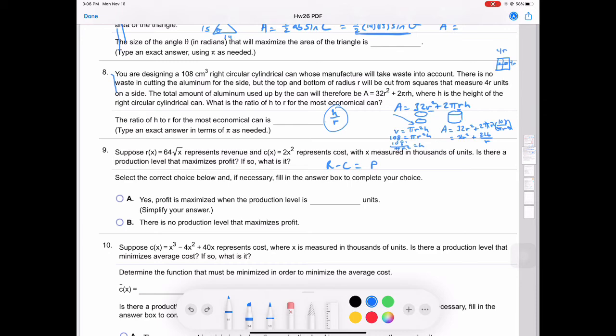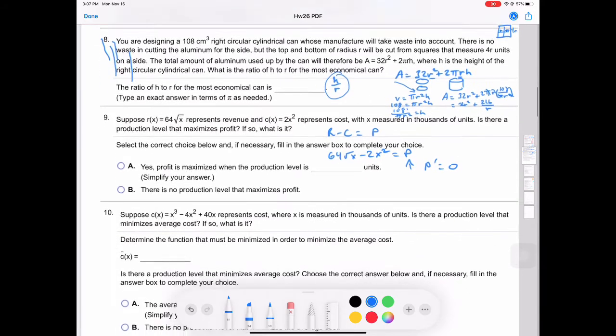So we just write 64 square root of x minus 2x squared, and then we set that equal to P, and to optimize we take the derivative of that and make it equal to 0. P prime equals 0. And then we can check if that's the maximum. Once we have that x value, the question is, profit is maximized when the production level is at blank units, or there's no way of maximizing it. Maybe this was a losing venture from the beginning.